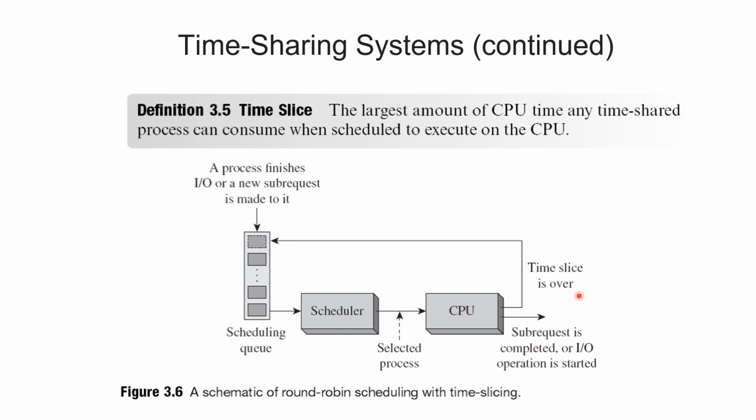Once the time slice, the predefined time, is over, if the computations are completed, then that particular sub request is sent for the IO operations, or otherwise it will be removed. Again it is put back to the queue. This queue also contains a process that finishes the input output operation or a new sub request made to it. So all the processes available in the queue are ready to use the CPU.